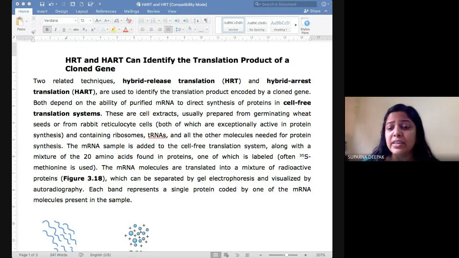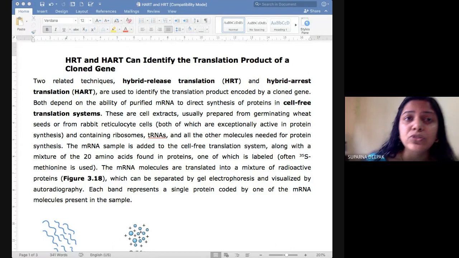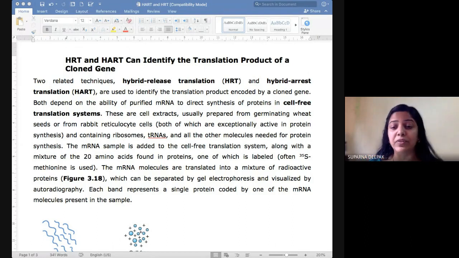So these two techniques are very related to each other. There are some minor changes which we will be discussing. They will be used to identify whether that cloned protein is being synthesized by your recombinant cells or not. Both depend upon the ability of the purified mRNA to direct synthesis of proteins in a cell-free translation system. This is very, very important.